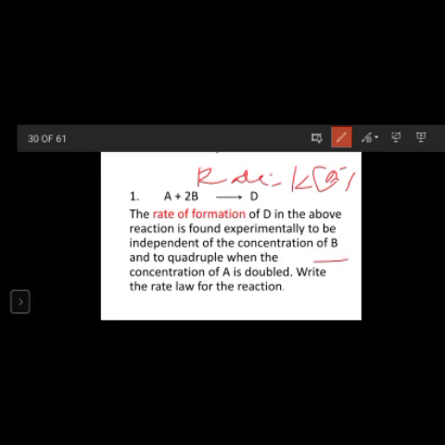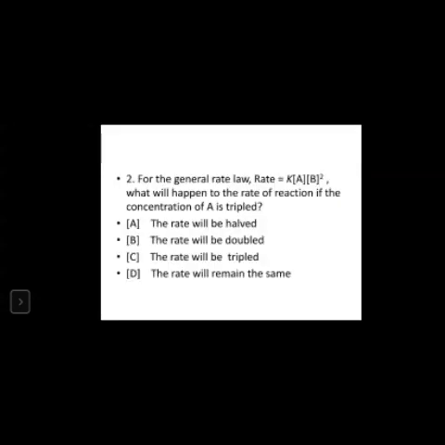So I have left you with what you should do now, which is to answer this question. Look at that. Question 2, rate is equal to K into A. A is raised to power 1, B is raised to power 2. The overall order is 2 plus 1. So what happens if the concentration of A is tripled? If you increase A 3 times, what will happen to the rate of reaction? Will it be half? Will it be double? Will it be triple? Will it remain the same? Just try and answer them.